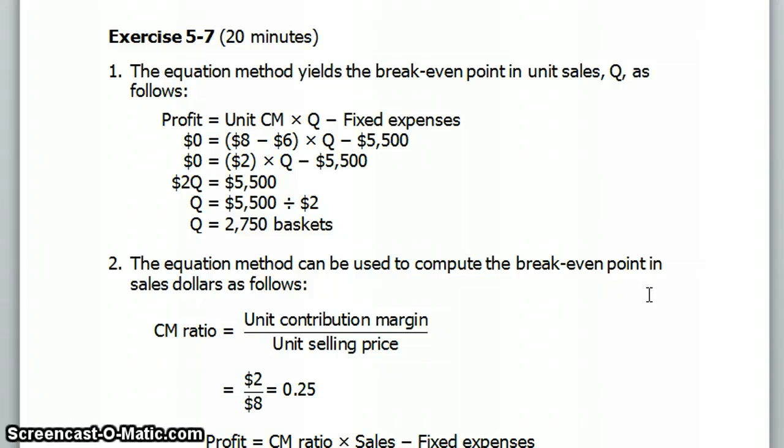If we isolate the Q on one side of the equation, we end up with 2Q equals 5,500. Q equals 5,500 divided by 2. Q equals 2,750 baskets. So we need to sell 2,750 baskets to break even.